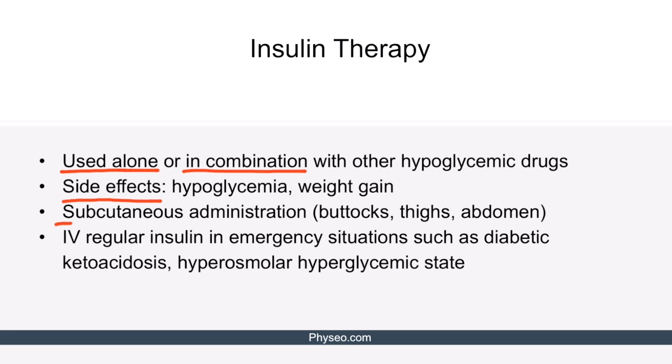Now, subcutaneous administration is the most common method of administration, at least in long-term outpatient management. And the common sites of injection are the buttocks, the thighs, and the abdomen. In contrast, intravenous insulin, such as regular insulin, is used in emergency situations because you need rapid action. So you want it to get into the bloodstream quickly and do its activities in the blood. For example, if a patient has diabetic ketoacidosis or hyperosmolar hyperglycemic state, then you want to put it into their veins. And we talk more about DKA and HHS in the acute complications of diabetes lecture.